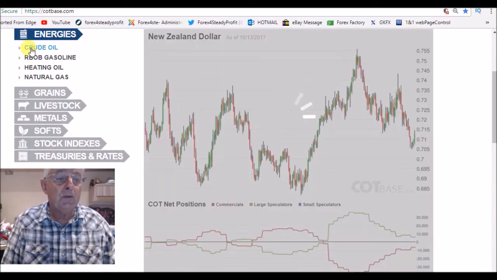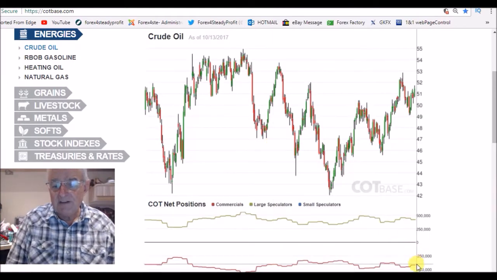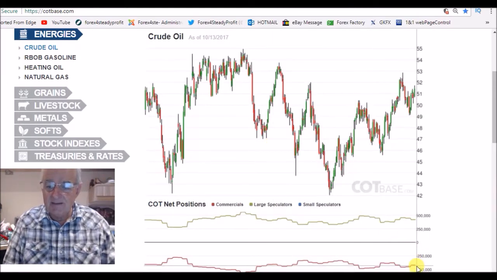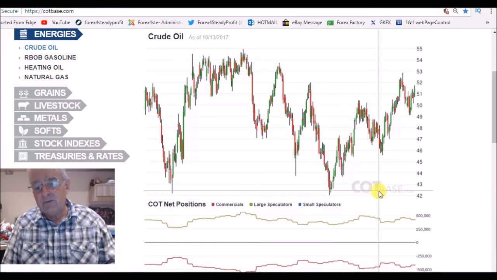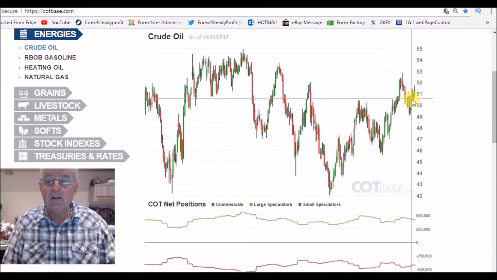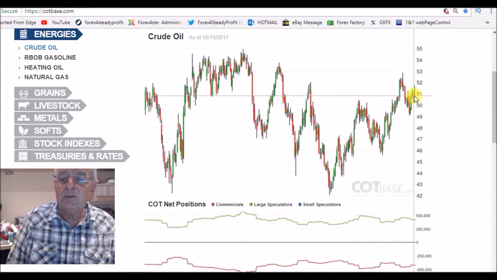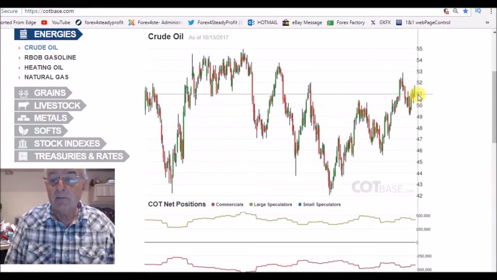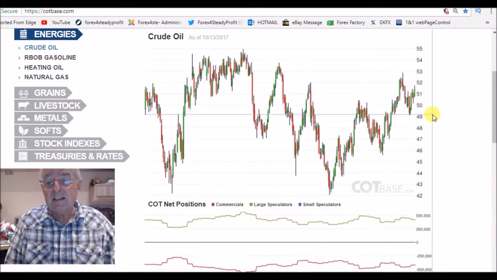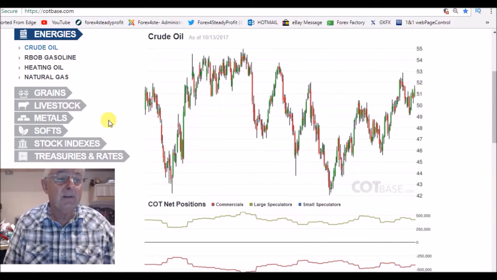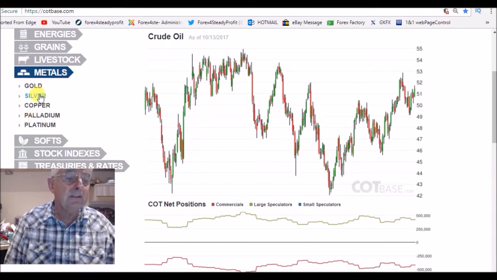Energies, crude oil. We don't really have an extreme on this. It's about middle ground, but I was really expecting the oil to sell off. We saw the announcement by the Saudis that they were going to cut oil production, which they'll never do in a month of Sundays, and with the recent hike in price, I expect to see it start falling off over the coming week. So we'll go on now to metals.